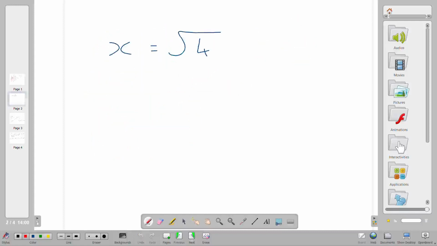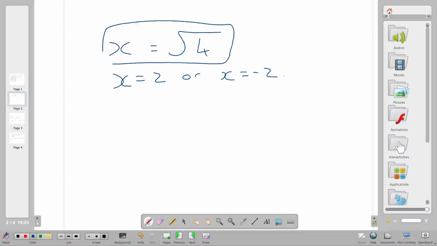Okay, next let's take a look here. If I take a look at square roots, I say x is equal to roots of 4. I actually have two possible answers. I say x is equal to 2 or x is equal to minus 2. Why do I say that? Well, this equation here is asking me what value of x can give me the root of 4. Okay, and how do we determine that?